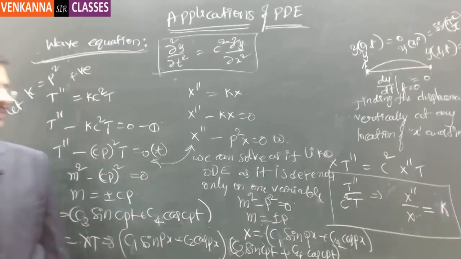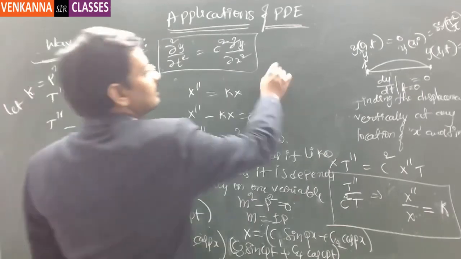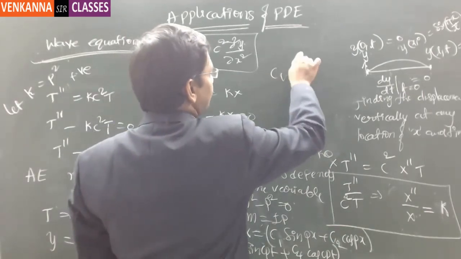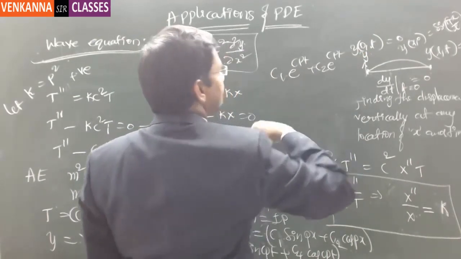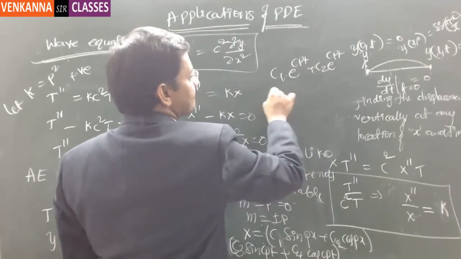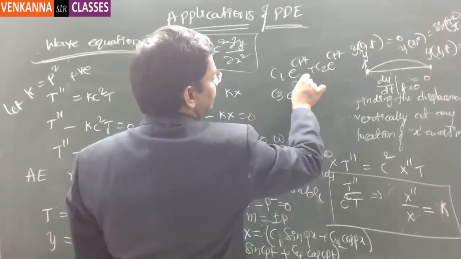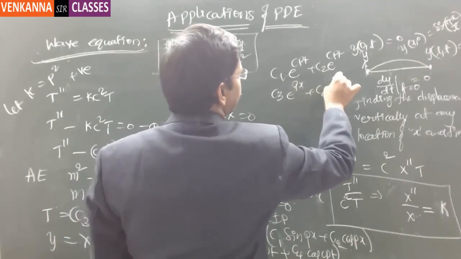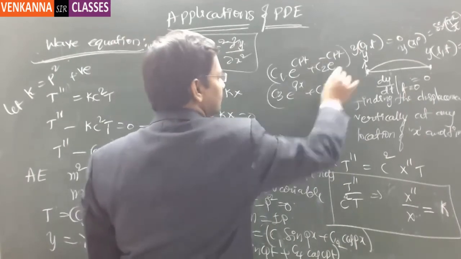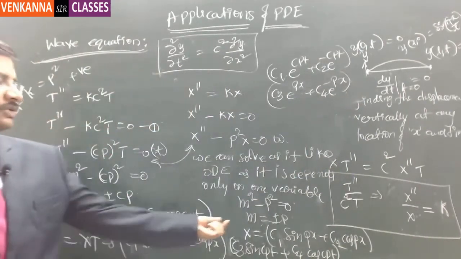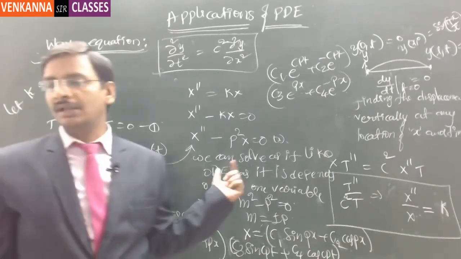So here actually there is one important conclusion. Sorry, actually the solution is going to be not this way. So this is c1 e power cpt plus c2 e power minus cpt, and then c3 e power px plus c4 e power minus px, minus cpt. So the product of these two will be the solution, as long as the solutions are plus or minus p here and plus or minus cp here. So here the roots are real and unequal.